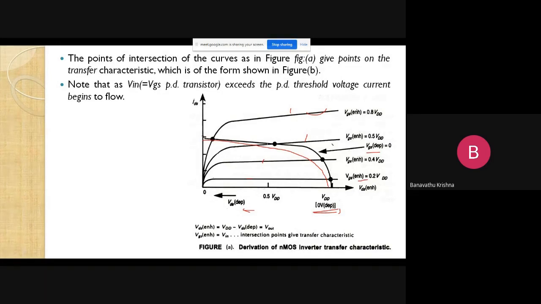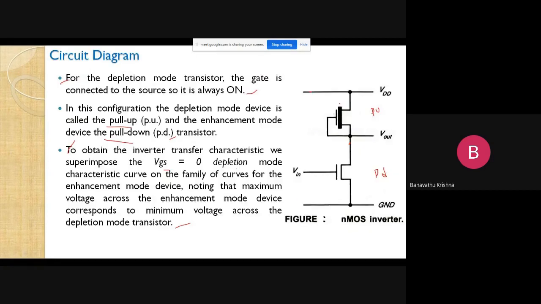So this is the point here where the cross section point occurs. Those are nothing but the transfer characteristics of this NMOS inverter, right? So here V input is 0, okay, output is 1. Why? Because the pull down is in the off condition. It is always depletion mode here. Depletion mode means it is in the pull up condition.